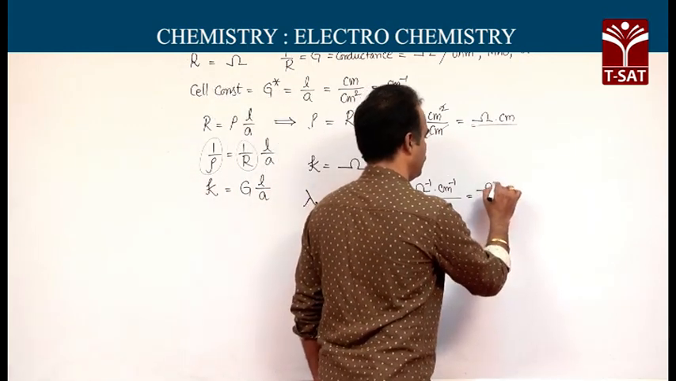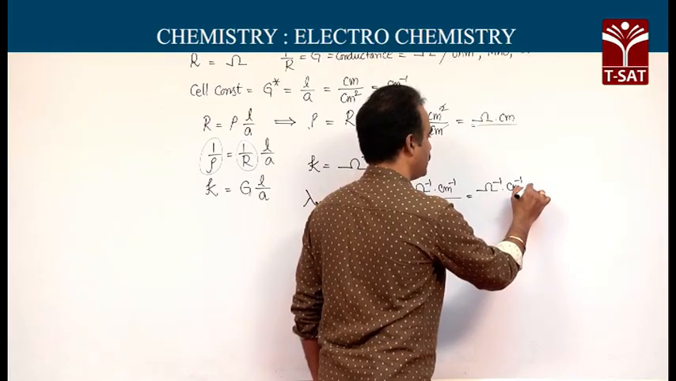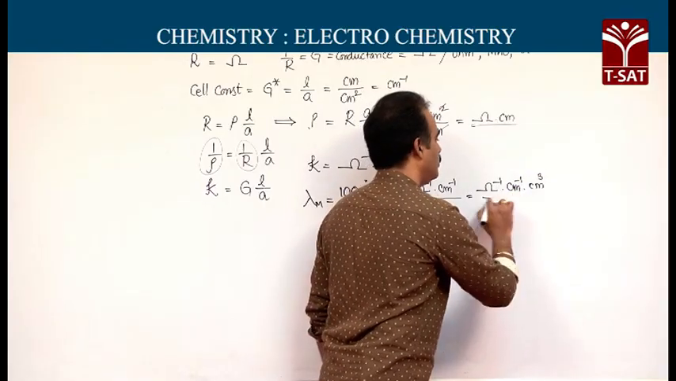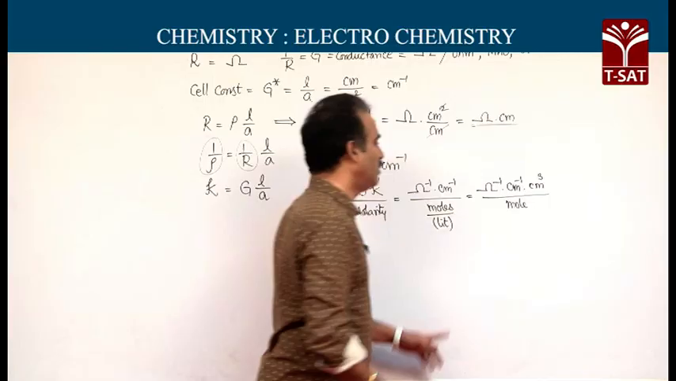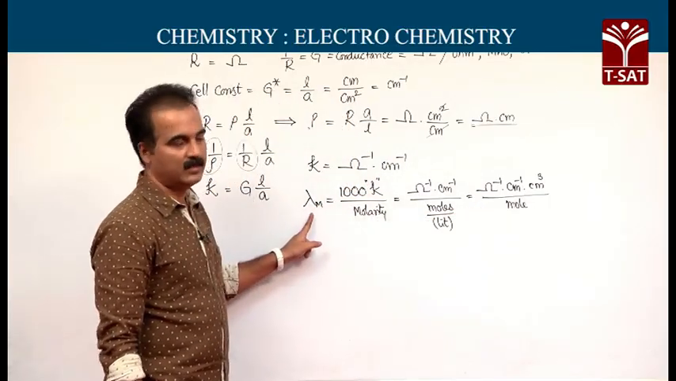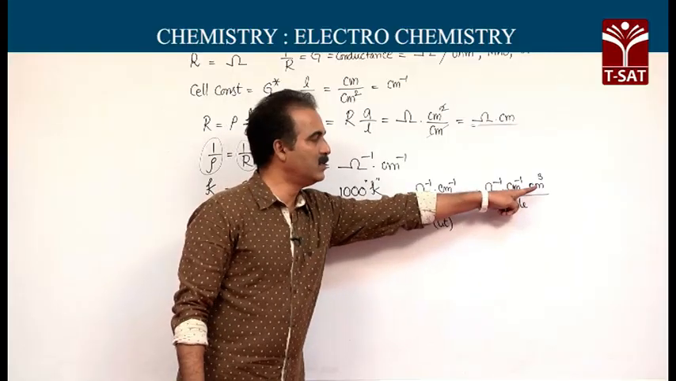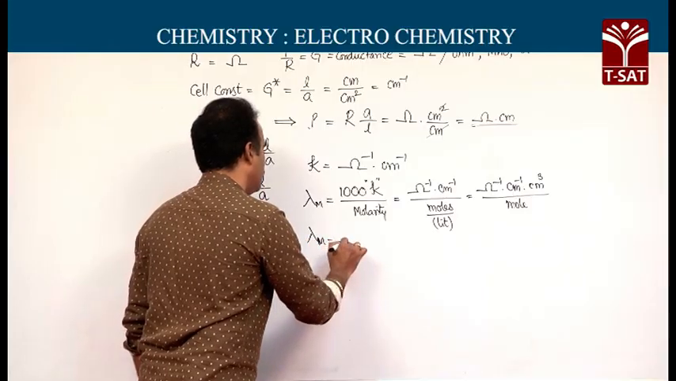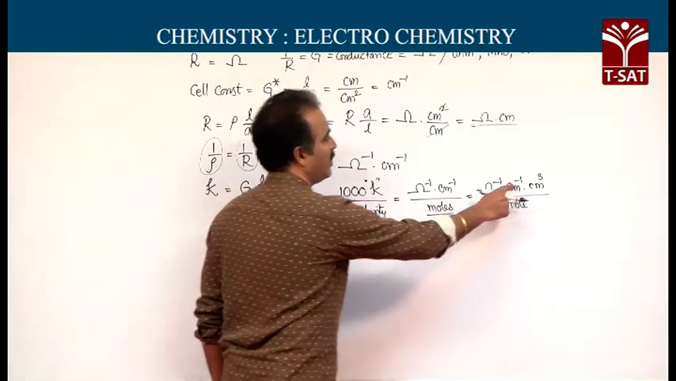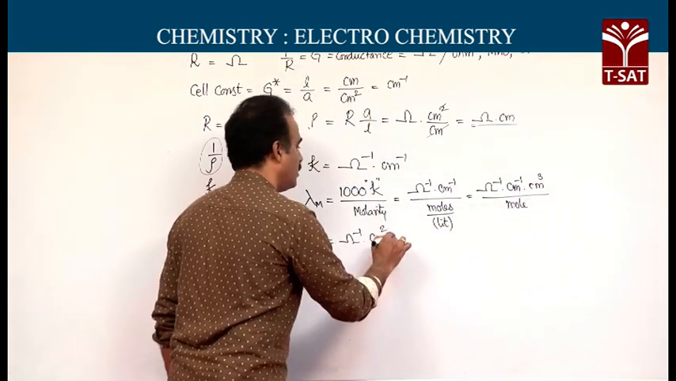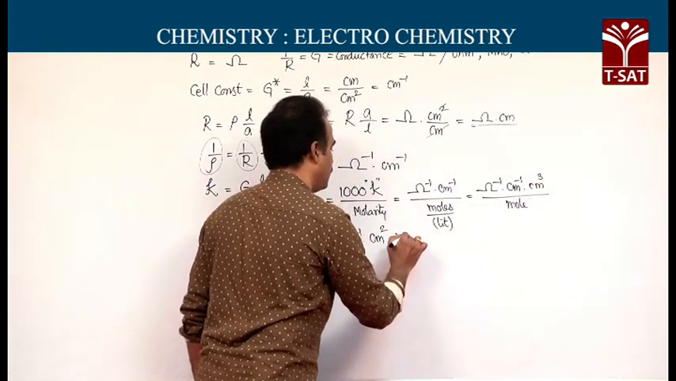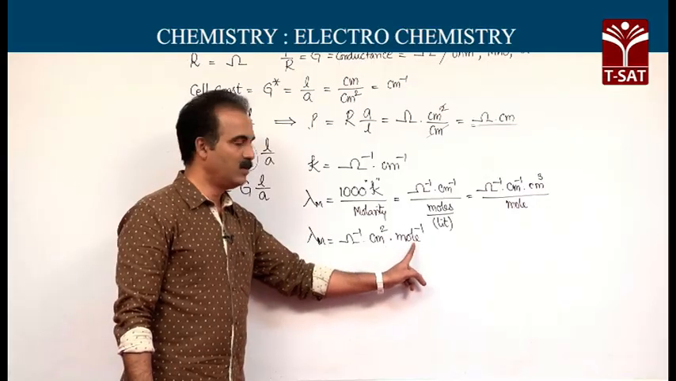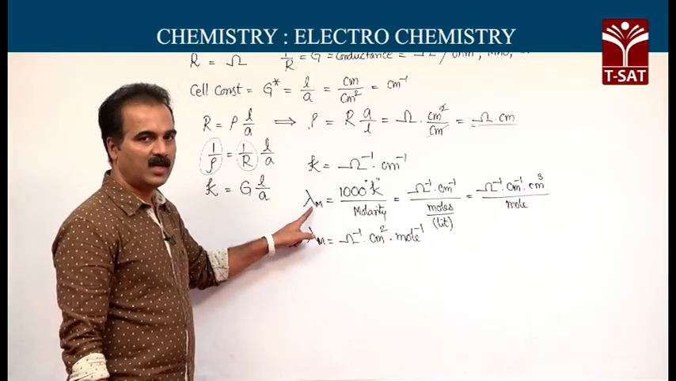So, we can write it as ohm inverse, centimeter inverse, and this liter when it comes to the numerator, it is again centimeter cube by mole. This is the units of molar conductance. If you simplify that, molar conductance is ohm inverse, centimeter power minus 1 and cube is centimeter square, and the mole in the denominator will come to the numerator as mole inverse. So, ohm inverse centimeter square mole inverse is the unit of molar conductance.